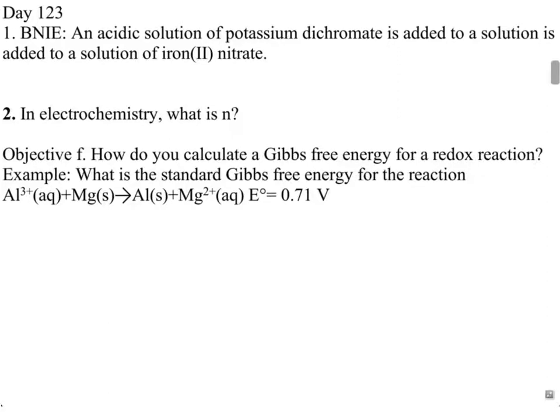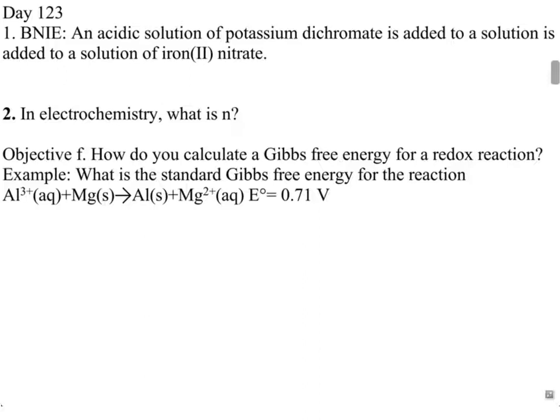Today we're going to finish chapter 17. Yesterday we learned about cell potentials for galvanic cells, where it's a spontaneous chemical reaction that produces electrons. So today we're going to relate that to Gibbs free energy, since they're both spontaneous reactions. And we're also going to do the reverse of a galvanic cell, which is where you have to put in electrons to make a non-spontaneous chemical reaction go.